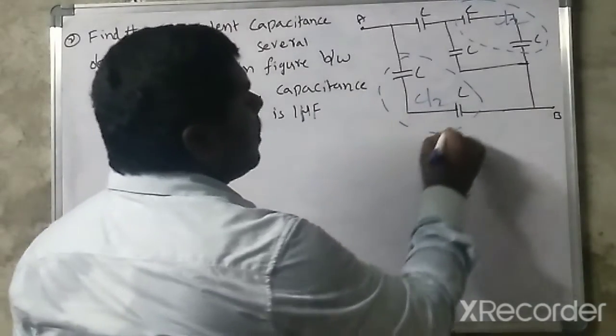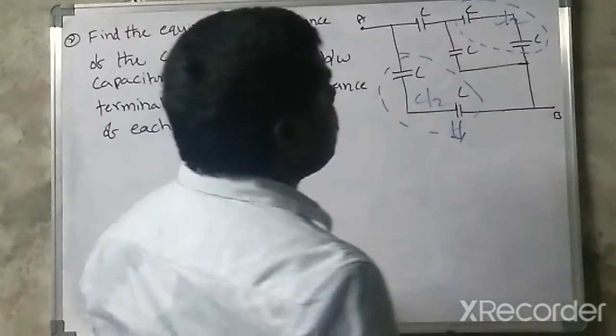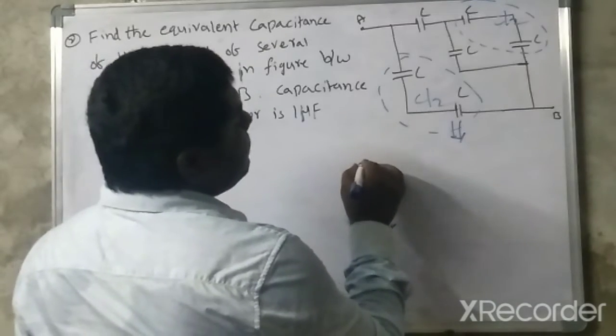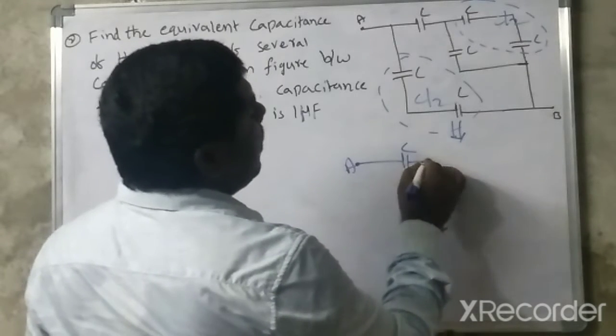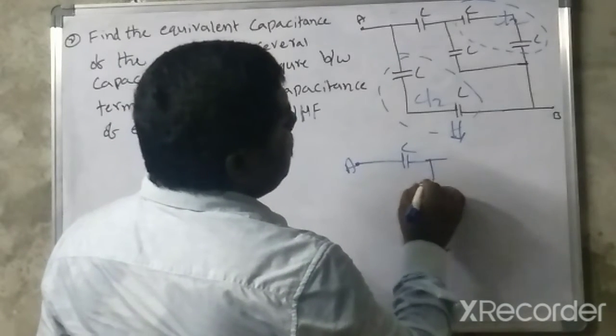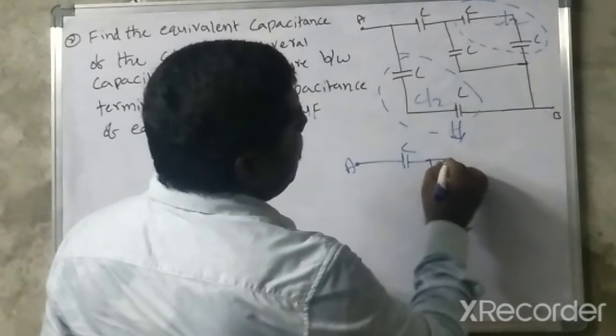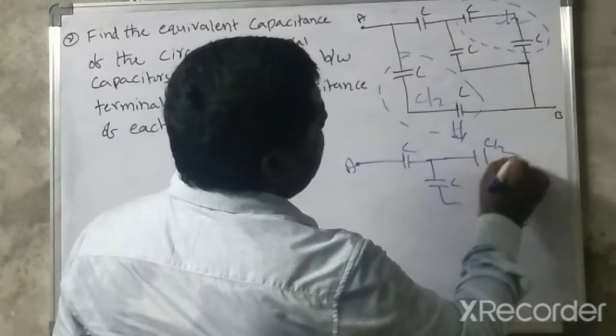So you may redraw this diagram. What happened here? This is a C, this point is A, and this is a C. This one also C, and this is a C by 2.